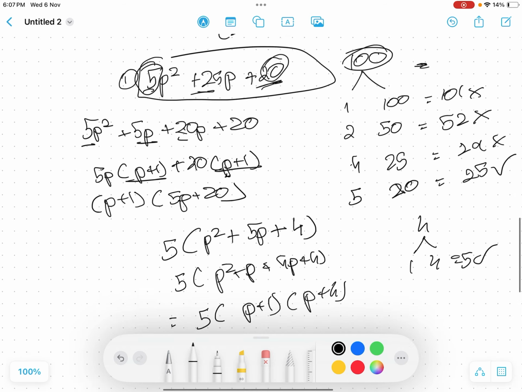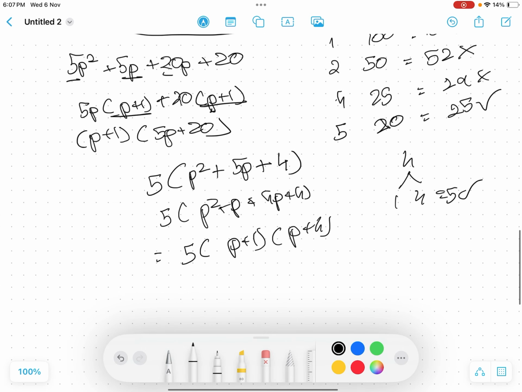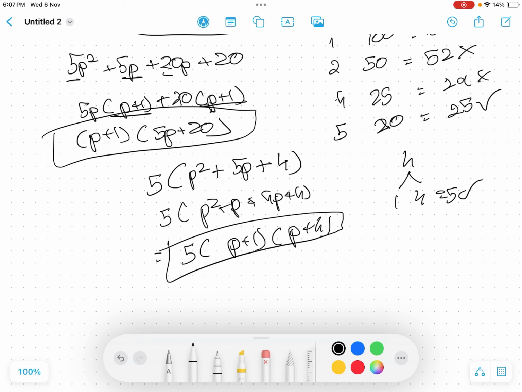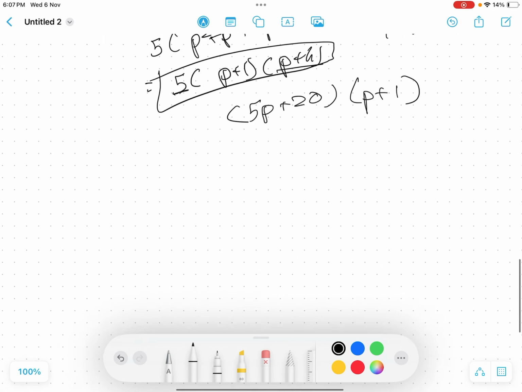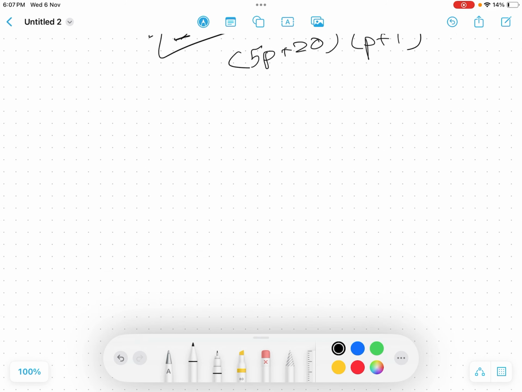And in case you're thinking the answer is not the same, it technically is the same. So if you multiply 5 and p plus 4, you get 5p plus 20 of p plus 1. So this is actually the same thing. Do not get confused there. Now you may use some other problems.